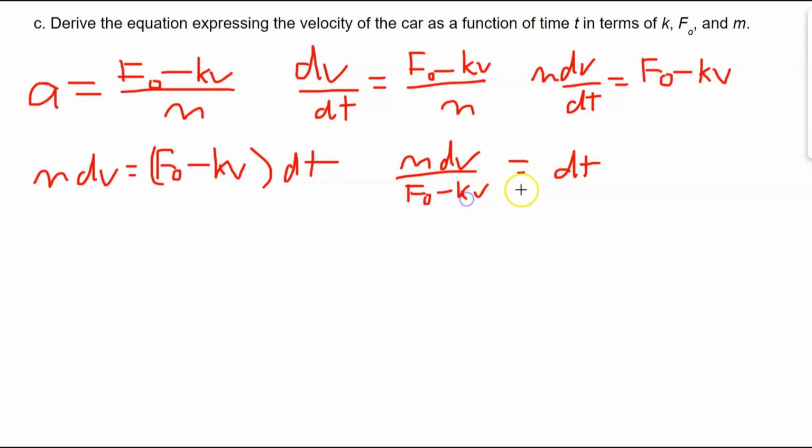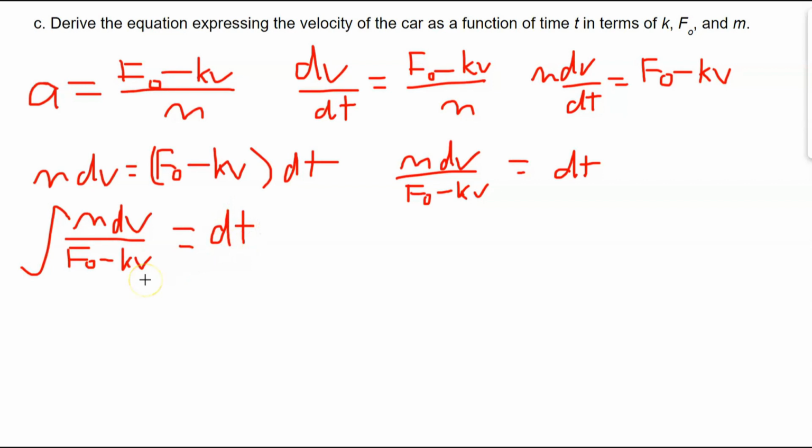So you might be thinking, well, I got the v's on the same side, I got the dt on the other side. How on earth am I supposed to integrate this whole expression? Because usually when you have to integrate expressions like these in AP Physics, it's usually just a simple dv over v. But no, this is m dv over F sub naught minus kv. If you're having trouble imagining how to integrate this, well, you got to remember which values are constants.